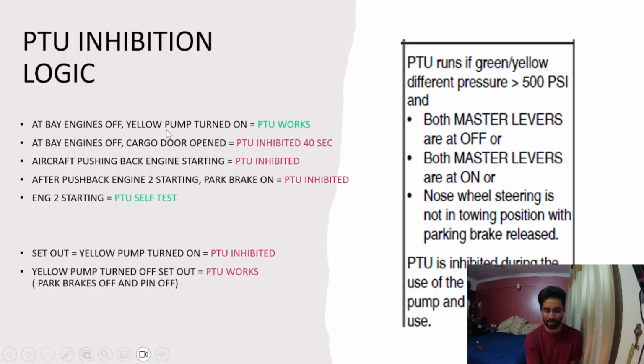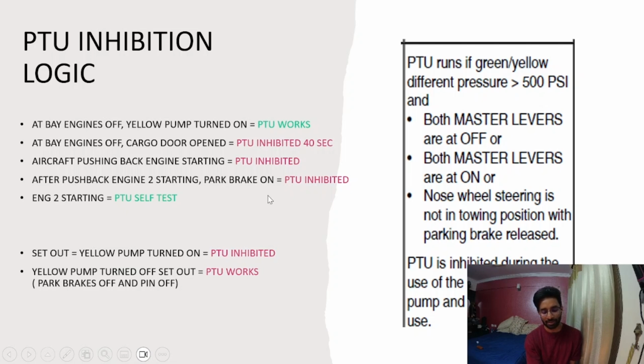So that way, yellow pump turned on, PTU works. Why? Because if 500 is there, difference is there, and both master levers are off. At bay, engines are off, cargo door opened. No, it will not work because of this condition. After during aircraft pushing back, engine is starting. Yes, one engine has started, but 500 is there, but this is not there, this is not there, and nose wheel steering is in towing position. So PTU is again inhibited.